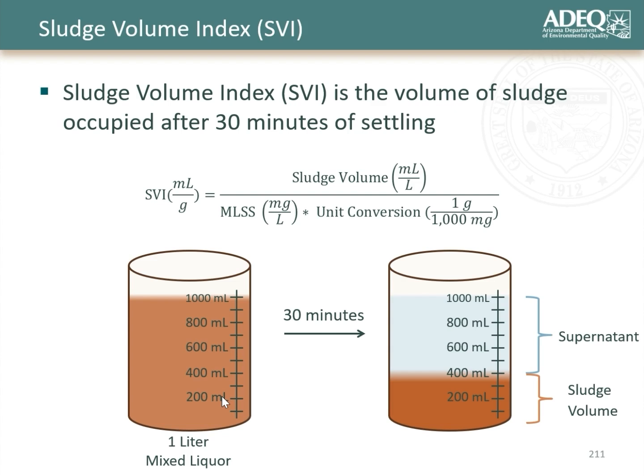So if you look at the equation, you take the sludge volume, which is when you put a mixed liquor into a standard 1 liter column, you mix it up and let it sit for 30 minutes. Then you determine what that sludge volume is after 30 minutes, that dark brown layer that roughly looks like 400 mLs on this graphic here. That sludge volume of 400 mLs in this example, divided by the mixed liquor suspended solids concentration in terms of milligrams per liter, times the unit conversion rate of 1 gram per 1,000 milligrams to get everything into grams at the bottom. That will tell you what your SVI number is.